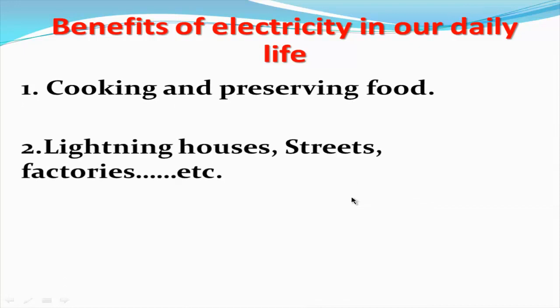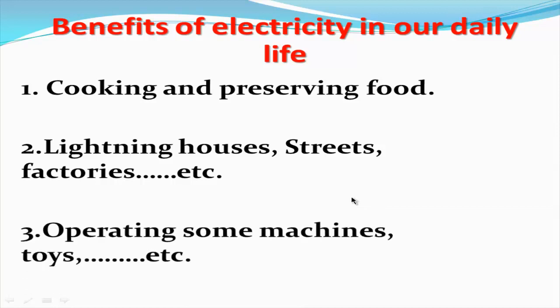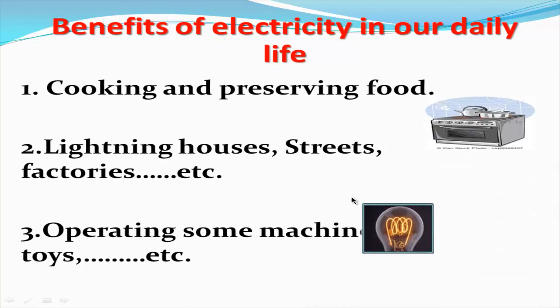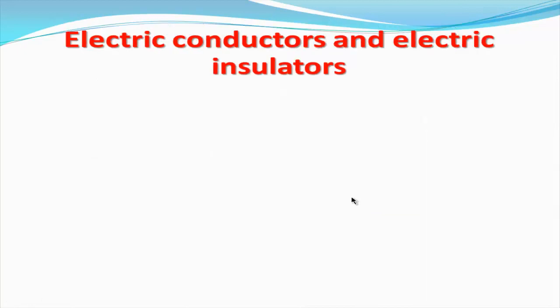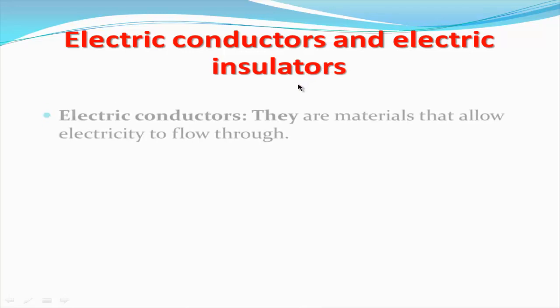lighting houses, streets, factories, and so on, operating some machines, toys, and so on. Cooking food, lighting houses, operating machines. Materials around us are classified into two types according to their conductivity of electricity. They are divided into electric conductors and electric insulators.